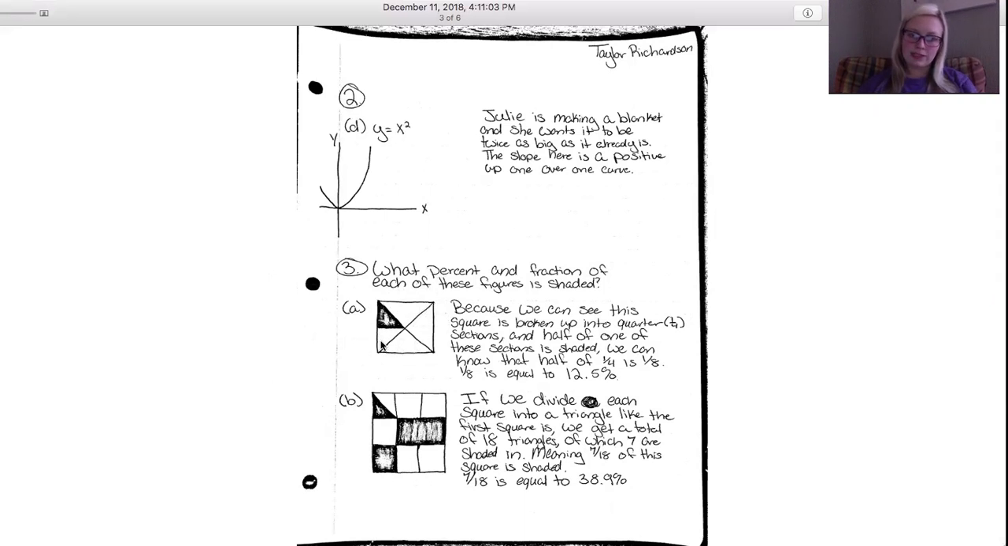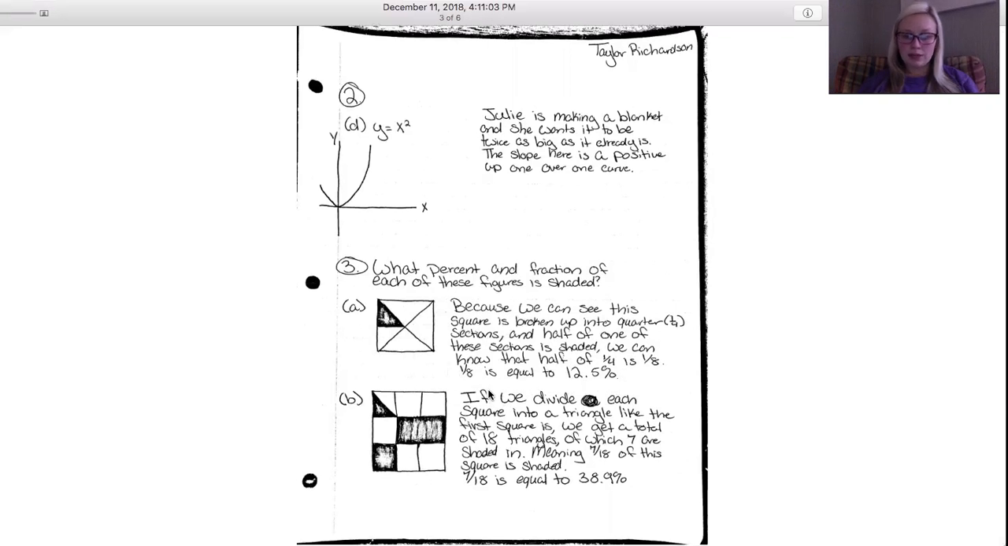And so this one section over here, half of it is shaded. And so we need to know what half of a fourth is. Well, half of a fourth is an eighth. We all know that. So that means that an eighth of this square is shaded, and 1/8 is equal to 12.5%. So that means 12.5% of this square is shaded.